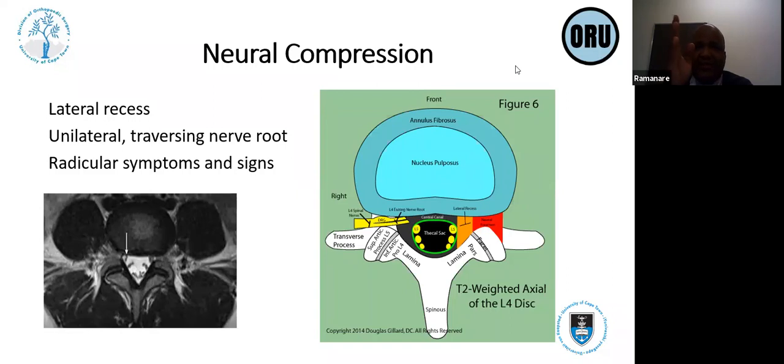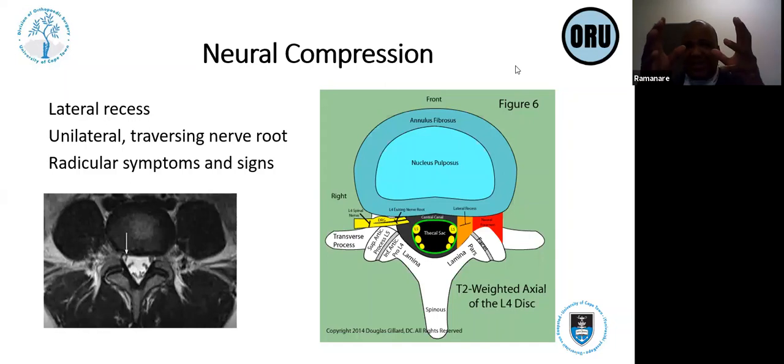Remember, with anatomy, the nerve roots come out and they go under the pedicles. And then you've got pedicle, nerve root, and then disc. So that's if you're looking at it from top to bottom. If a disc herniation is in the lateral recess, it can only hit the traversing nerve root.